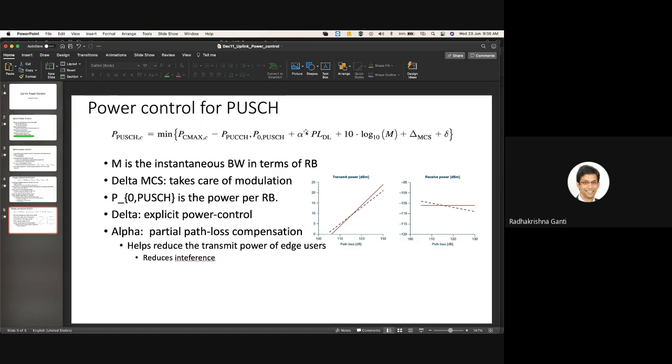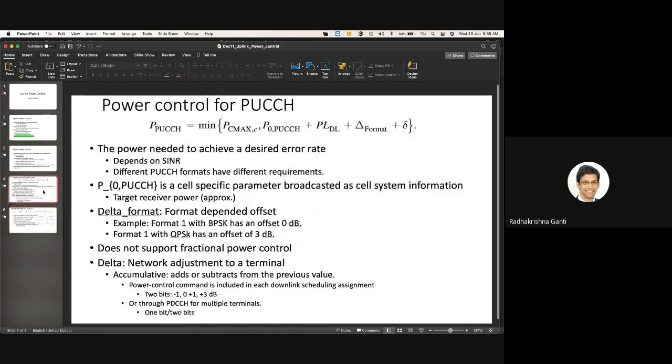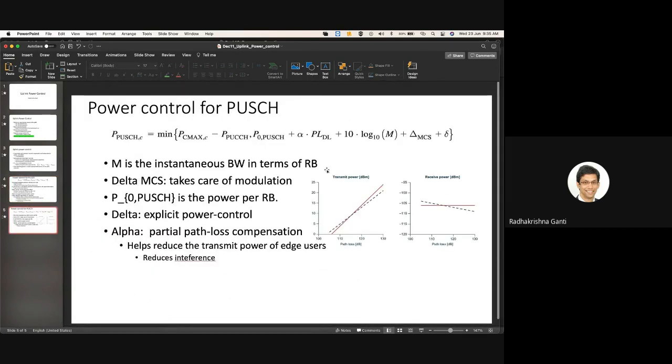And of course, this delta. This delta is exactly like the PUCCH delta. This is the closed loop power control, to make sure that enough power is received at the base station.